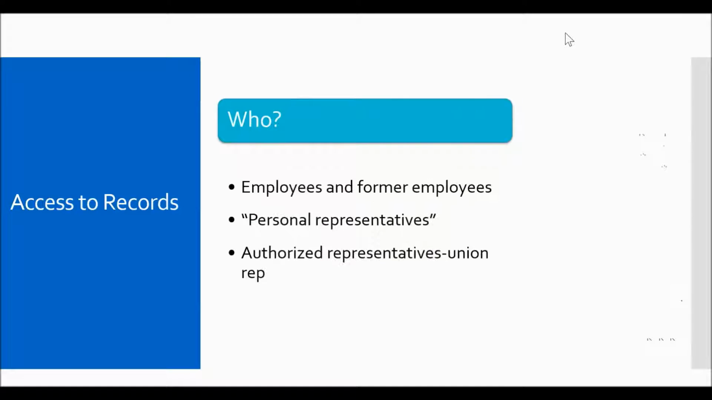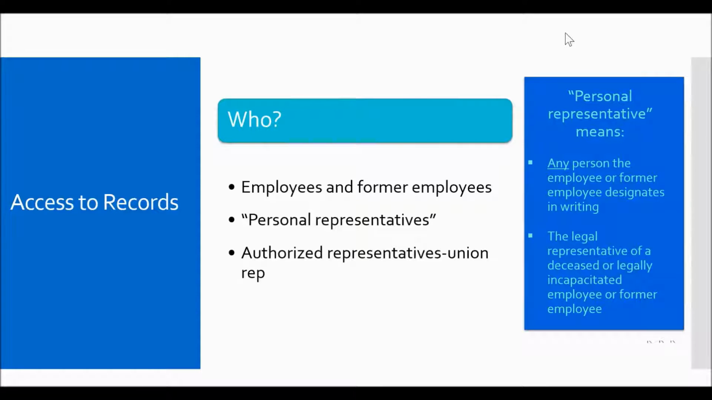There are some changes as far as access to records that I just want you to be aware of. Already the rule requires that you have to provide access to records if an employee or their representative requests it. This rule expands on that, and they identify a, quote, personal representative of an employee or former employee. So an authorized representative is usually a union representative pursuant to a labor management contract, but a personal representative can be any person the employee or the former employee designates in writing. It can also be the legal representative of a deceased or an incapacitated employee or former employee. So that's who has access to the records.